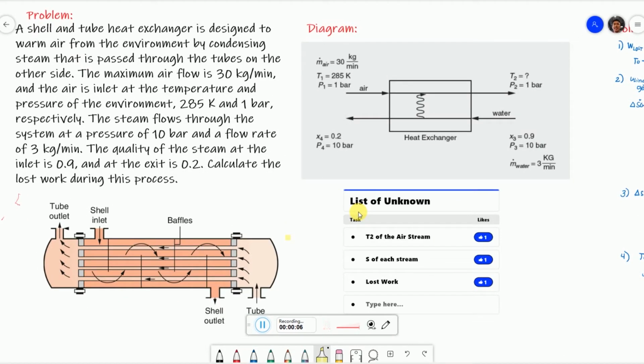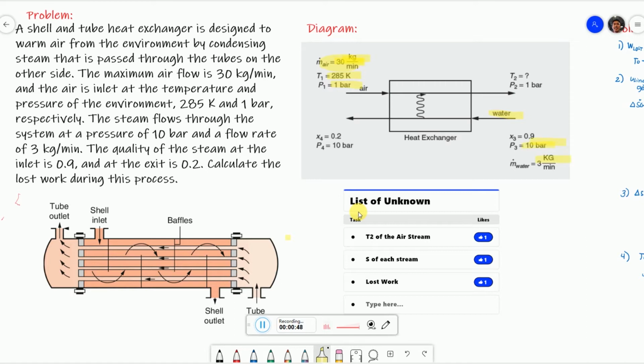For problem number 3, we are given a shell and tube heat exchanger, an example of which is shown below, designed to warm air from the environment by condensing steam, given as water that is passed through the tubes on the other side. The maximum airflow is 30 kilograms per minute, and the air enters at a temperature and pressure of 285 Kelvin and 1 bar respectively. The steam flows through the system at a pressure of 10 bar and a flow rate of 3 kilograms per minute.